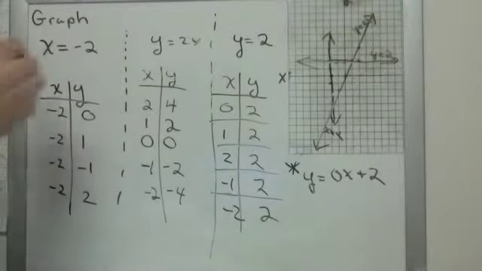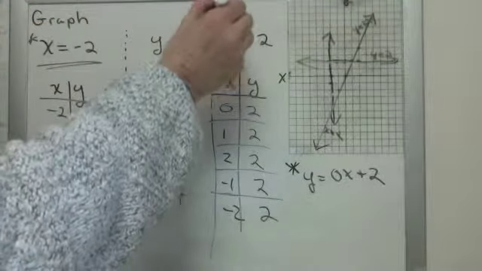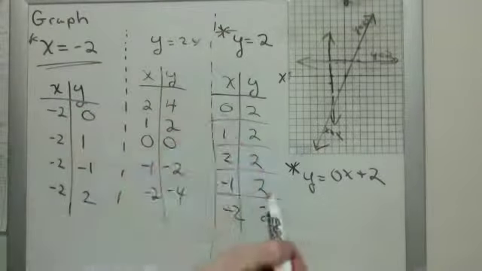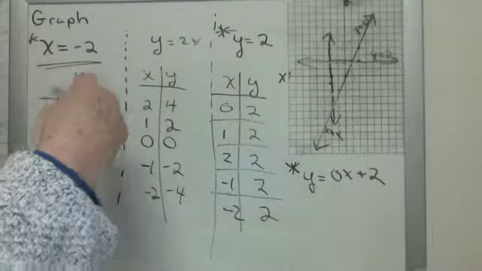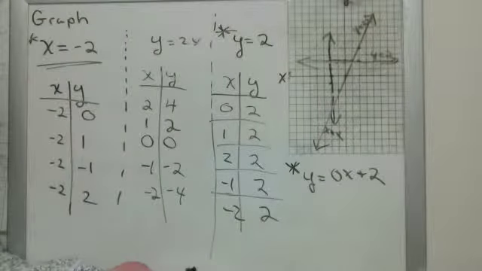So there's how to graph some of the weird situations of graphing that you'll see when the equations have just one variable, either just an x or just a y. I think you'll be fine with this assignment now, so good luck.